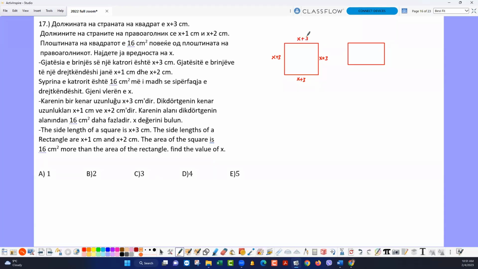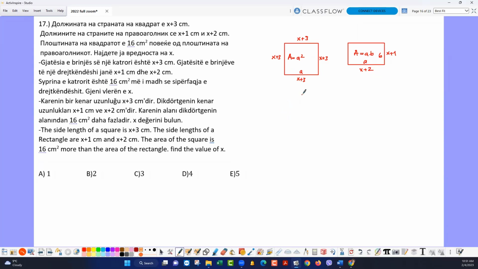And here the second one, the sides are x plus 1 and x plus 2. I'm going to say the shorter side is x plus 1, and obviously the longer side is going to be x plus 2. So it's comparing the areas. The area of the square, if one side is a, is equal to a squared. And the area of the rectangle is equal to a times b.